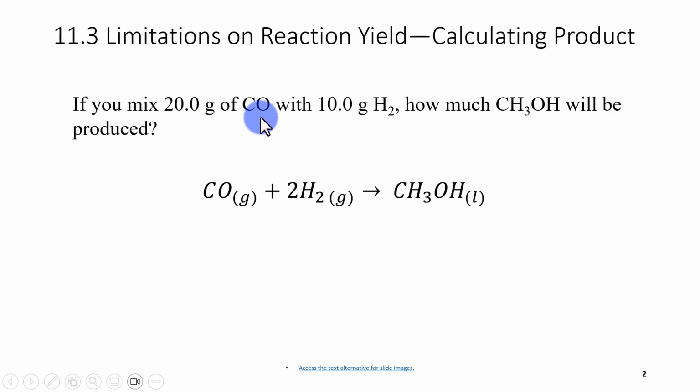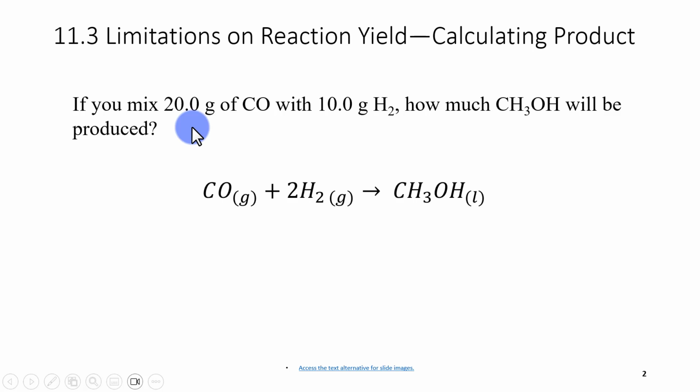If you mix 20 grams of CO with 10 grams of H2, how much methanol, CH3OH, will you make? Once again, here's an amount for one of my reactants, and here's an amount for my other reactant. I have amounts given for both reactants, which means that one of them is going to run out faster. Note that you cannot tell directly by just looking at the mass in grams which one's going to run out faster. It's not that easy.